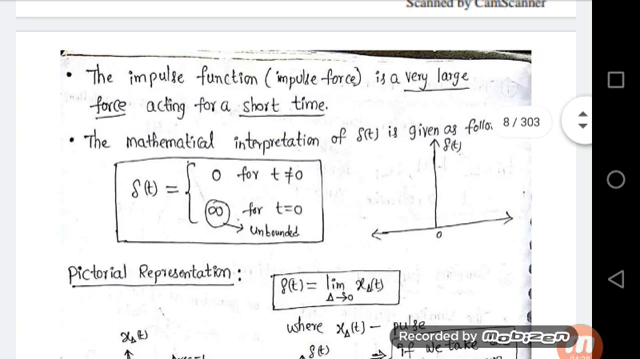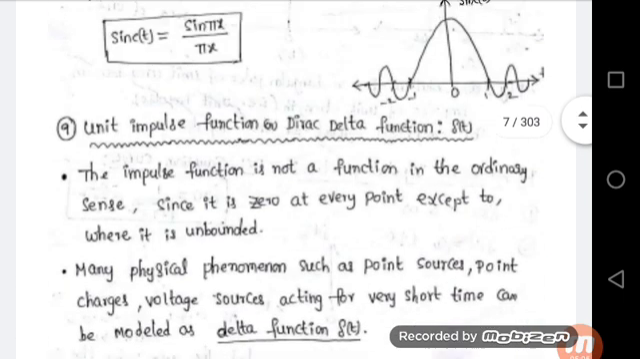So this is the impulse function, where delta of t is 0 for t not equal to 0, and infinity for t equal to 0, where infinity means unbounded. This is the mathematical expression of delta of t. The impulse function means, as we already saw, that it is not a function in the ordinary sense.